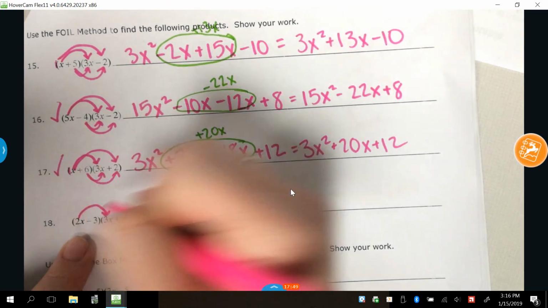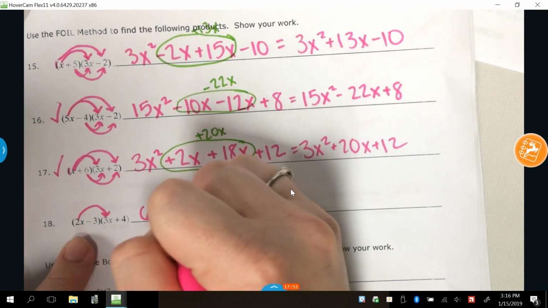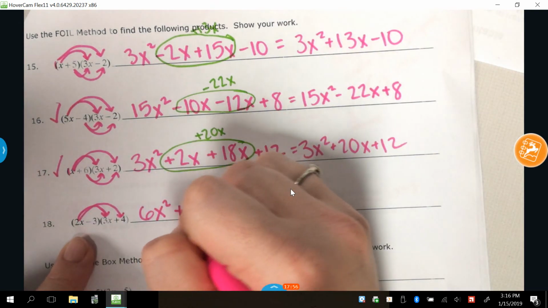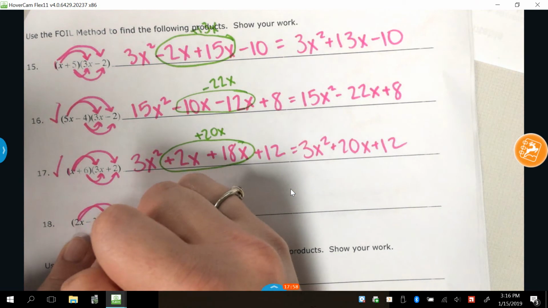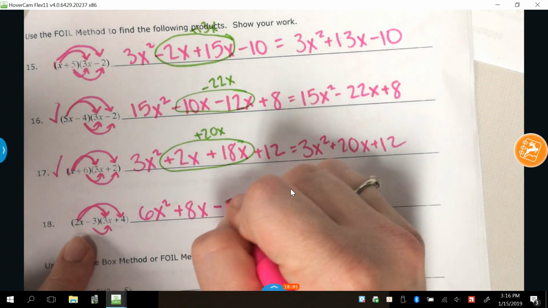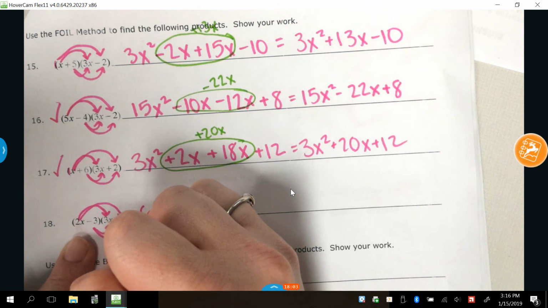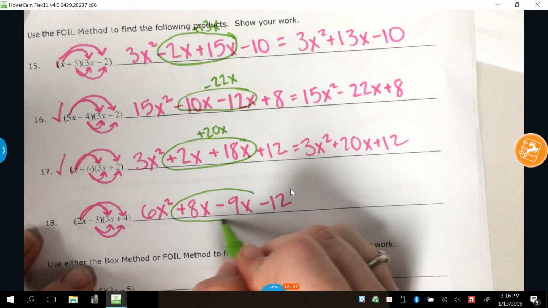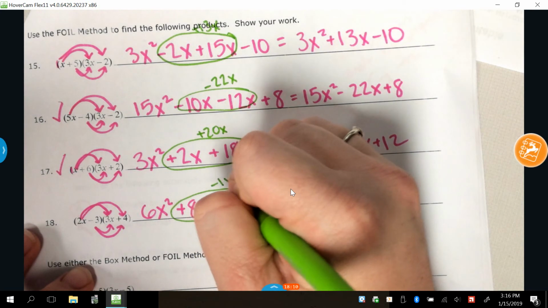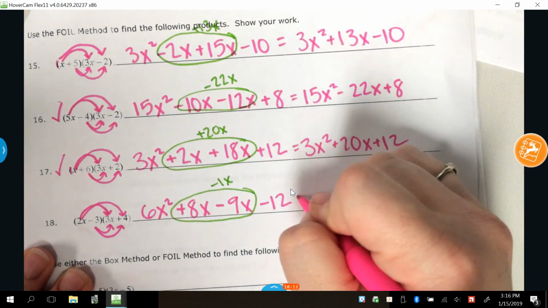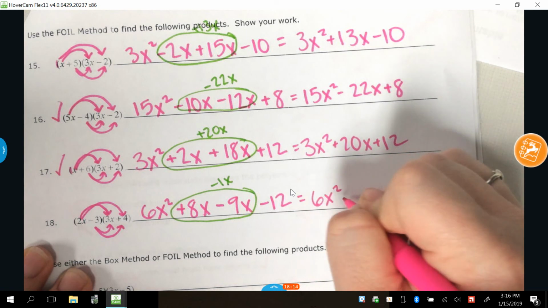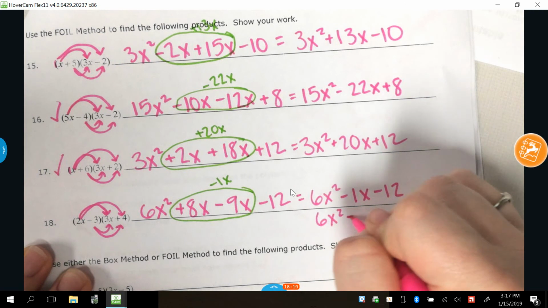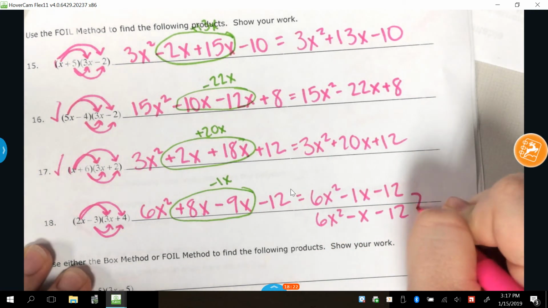2x times 3x is 6x squared. 2x times 4 is positive 8x. Negative 3 times 3x is negative 9x. Negative 3 times 4 is negative 12. This gives me negative 1x. 6x squared minus 1x minus 12. It'll also be 6x squared minus x minus 12. So these mean the same thing.